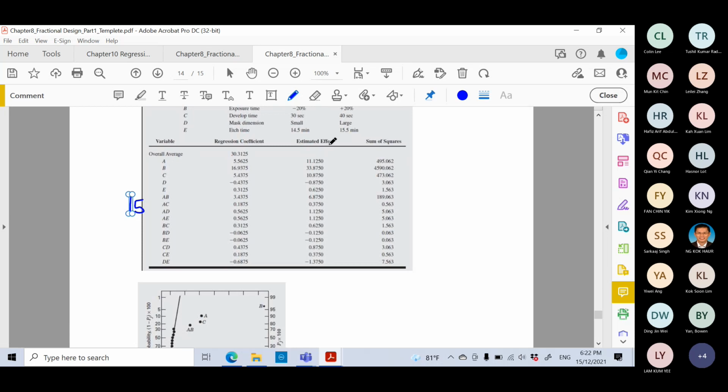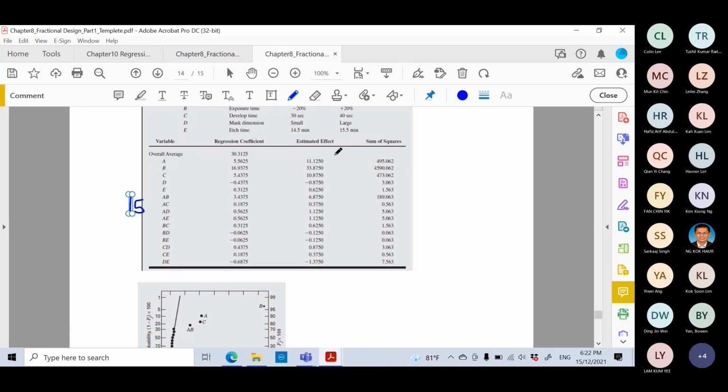After you calculate the effect here, you can also calculate the sum of square, because once you get your contrast, you can calculate the sum of square. So the sum of square from here, you can merge it into the sum of square here. Once you get the effect here, we want to know which ones are the important factors.